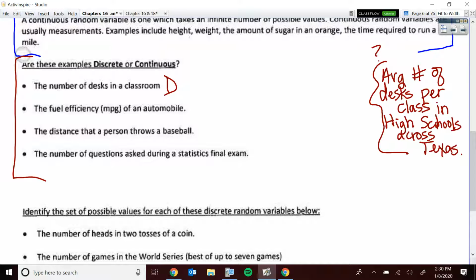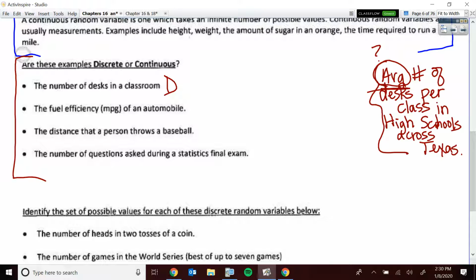Now, I want you to think about it this way. Here's another question, though. What if I changed it to this? The average amount of desks per classroom in a high school, the high schools across Texas. So I would get an average from Aledo High School, an average from each Fort Worth High School, an average from Weatherford High School, and so on. What are those numbers going to look like? Continuous, because those averages can be all these infinitely many small amounts. All right, you see how that can change?